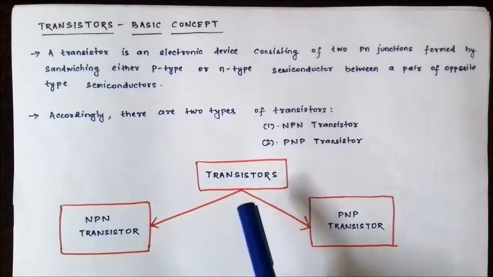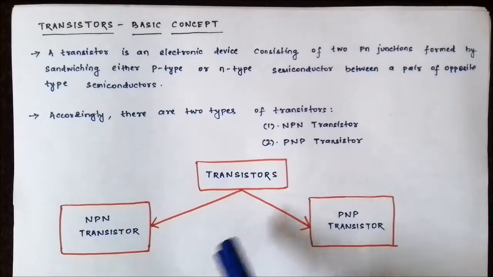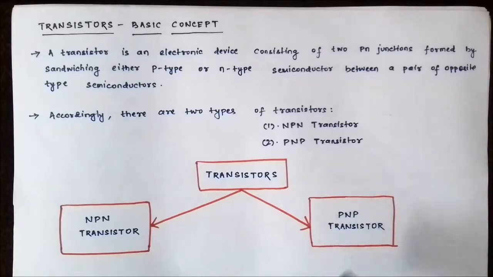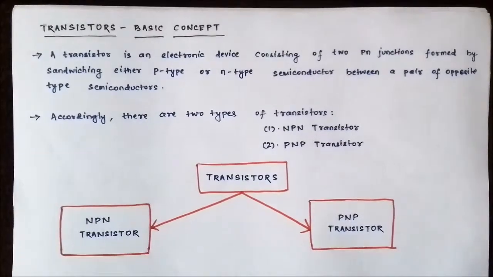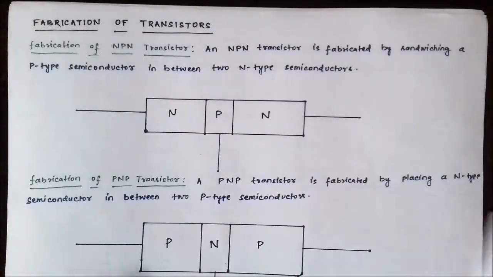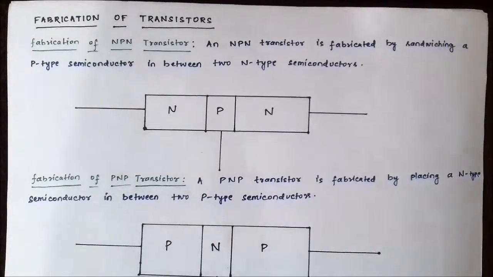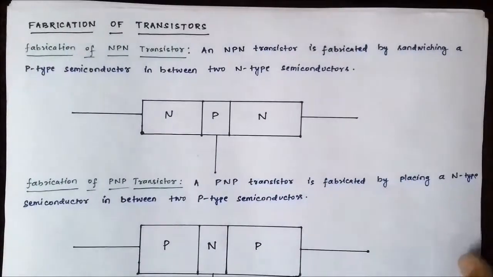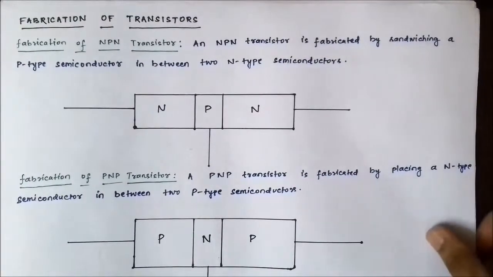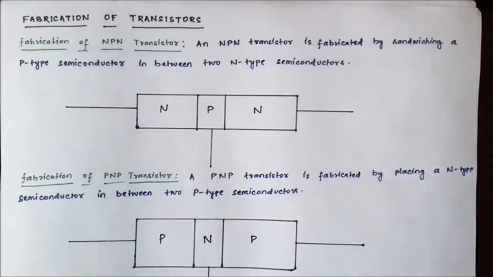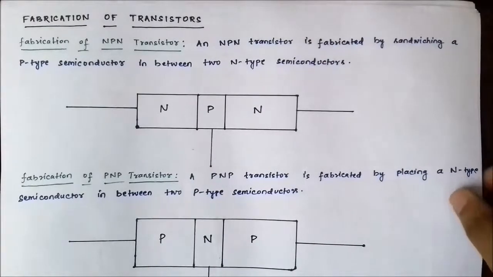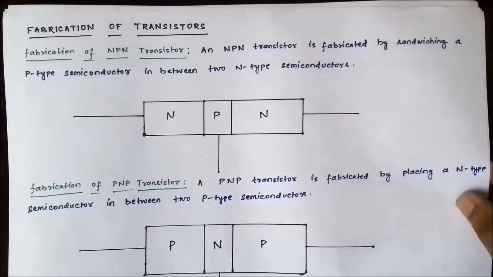So the transistors can be divided into two categories depending upon their mode of fabrication: the NPN transistor and the PNP transistor. Now, the fabrication of the transistors. As I said, there are two ways in which a transistor can be fabricated. First is the fabrication of NPN transistors.